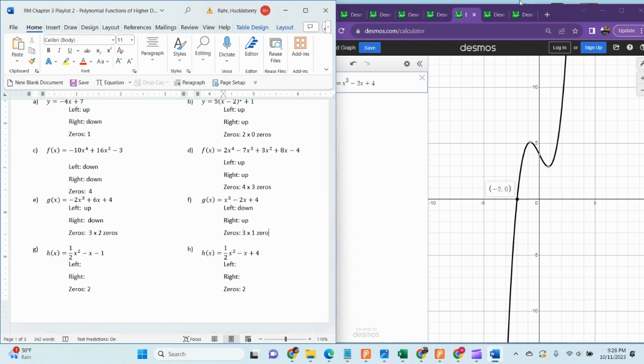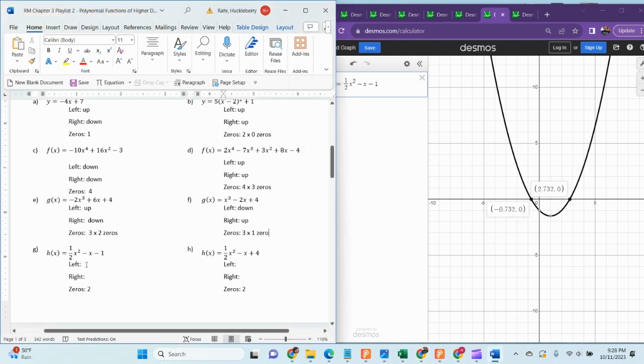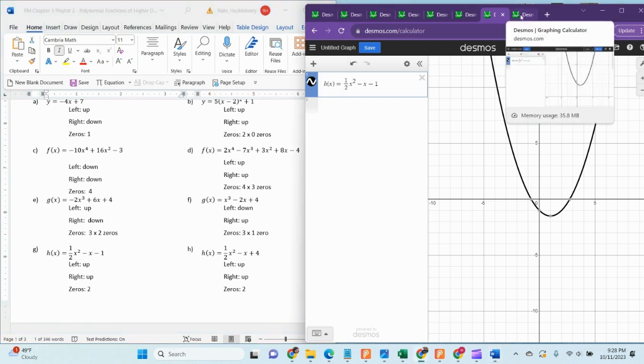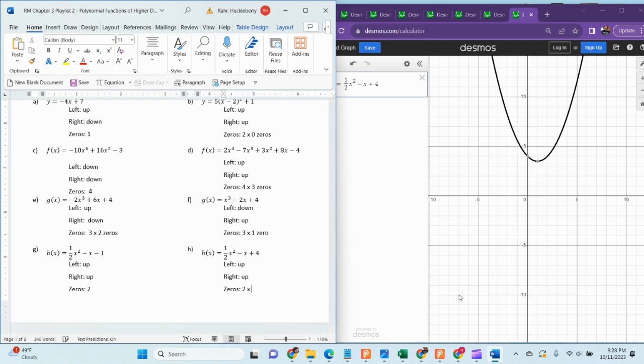For our last two, here we do have our two zeros, and because it's positive, they're both going up. And notice this 1/2 x squared, 1/2 x squared. This one is also positive, so it'll also be going up. The only difference between these two, 1/2 x squared minus x, 1/2 x squared minus x, this one is a -1, and this one is a +4. Let's see what happens when we turn that -1 into a +4. We go from 2 zeros to 0 zeros.